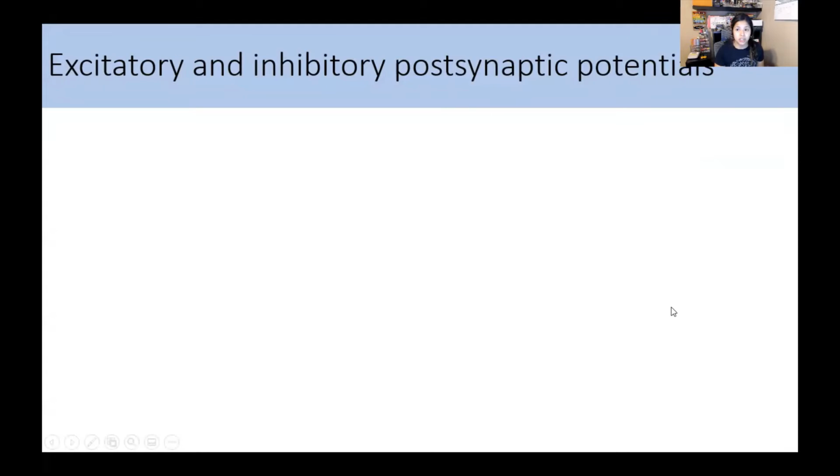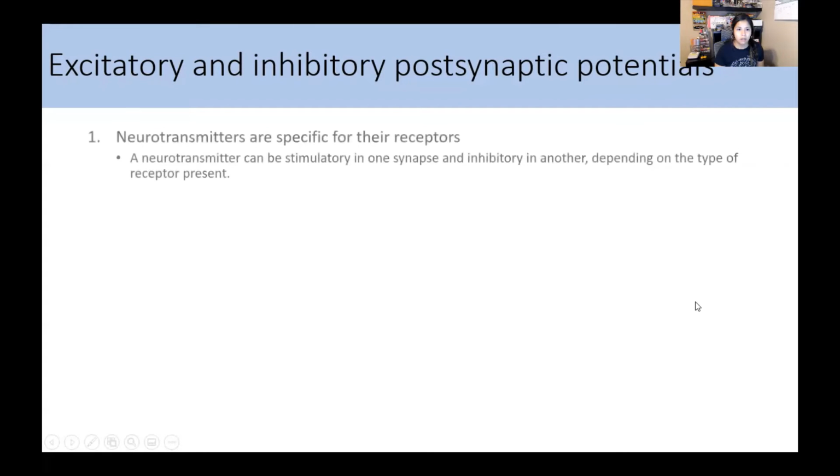Okay, so this next section should actually be pretty short. We're actually going to talk about what are called excitatory and inhibitory postsynaptic potentials. So first of all, neurotransmitters are specific for their receptors. This is something that you should already know.